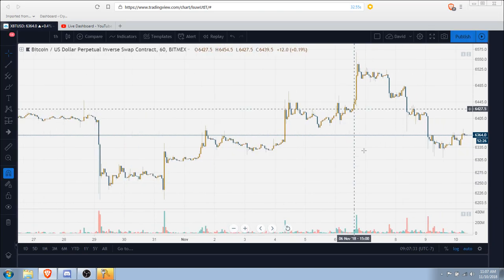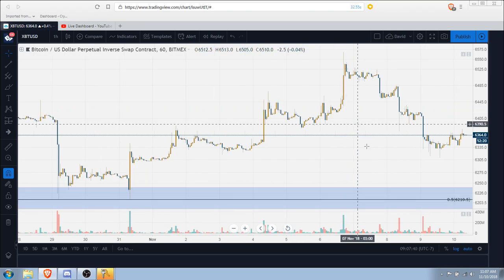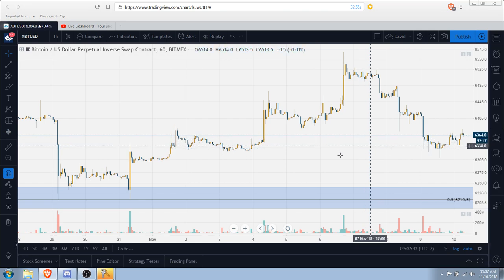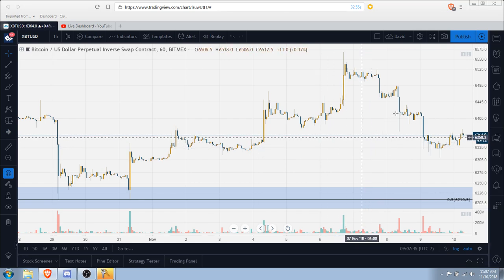An exponential moving average is a bit different in that the calculation puts extra weight on more recent candle closes. So it's going to follow price a little bit more closely because of that extra weight. Very, very similar concept though.